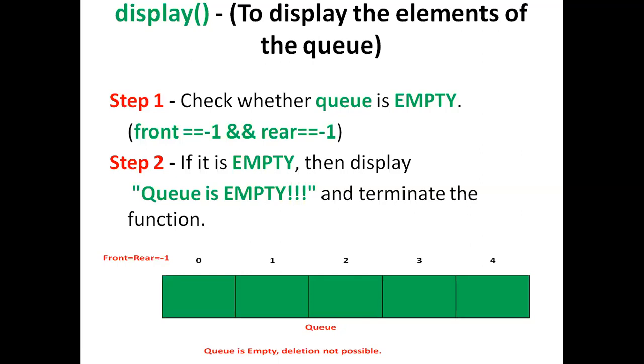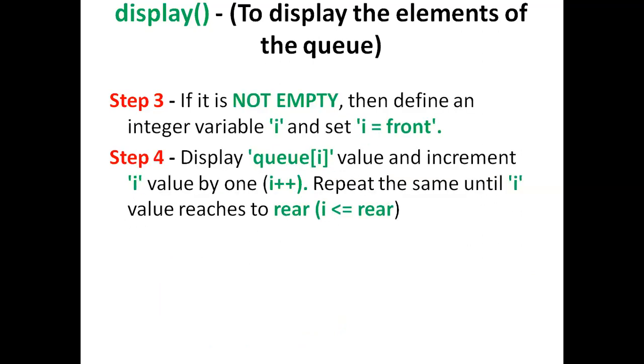Otherwise, step 3. If it is not empty, then display the values. How to display? If it is not empty, take one variable I. Display the queue of I value and increment the I value by 1. Repeat the same until the I value reaches the rear position. So I is less than or equal to rear.